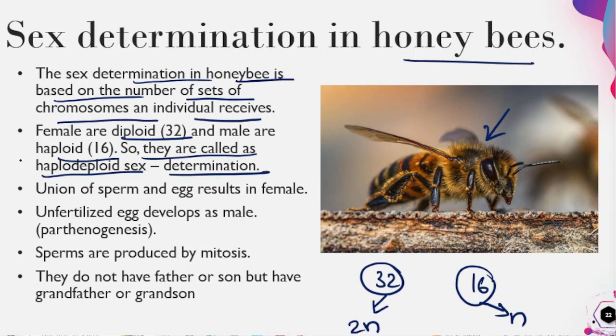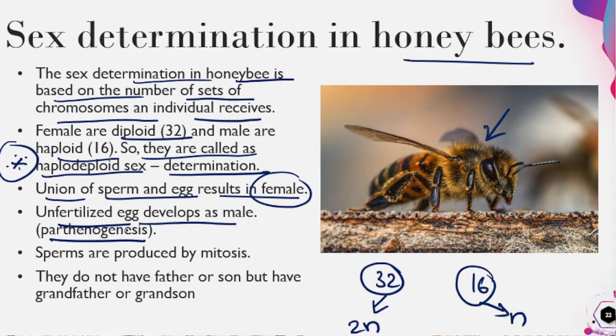This is a really, really important word. Haplodiploid sex determination. Clear? So in the case of honeybee, the union of sperm and egg results in female. But an unfertilized egg will develop as male. Okay, so if it gets fertilized, then it is going to result in female. If it does not get fertilized, it is going to result in male character. Clear?